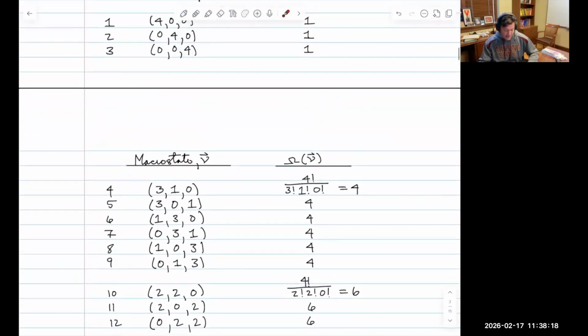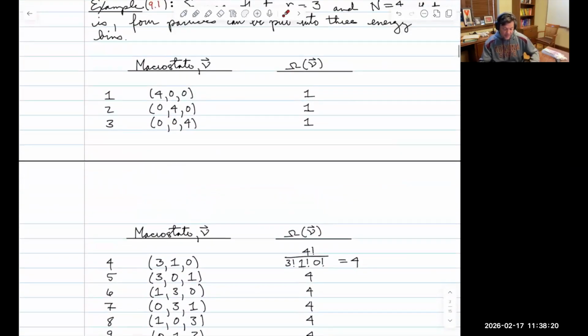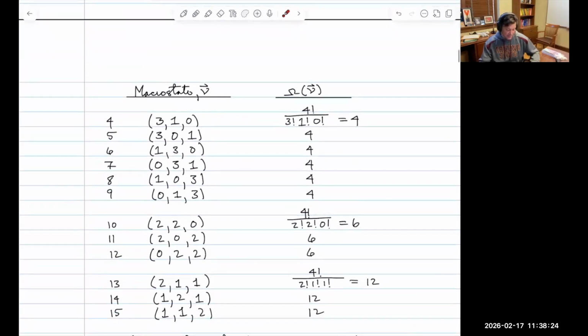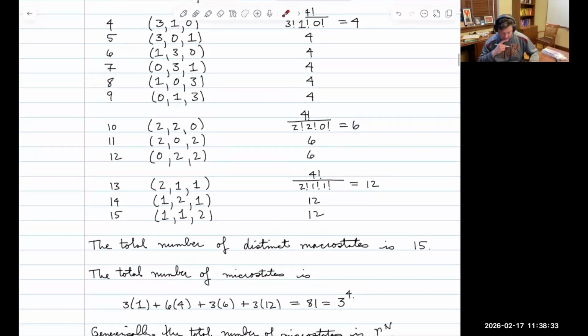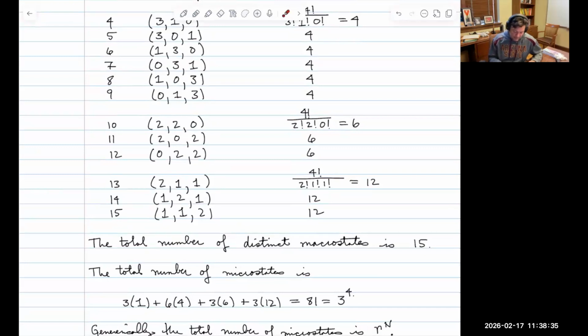So it's not clear, because I haven't stated what the energy levels are, whether or not some of these macro states, for example, maybe these six here, have the same energy as these three here. It's not clear. But certainly all the microstates in a certain macro state have to have exactly the same energy. I'll show you how this works with an example.